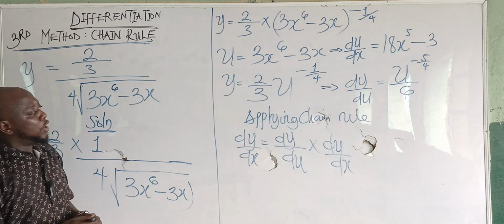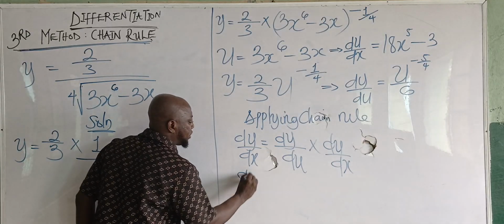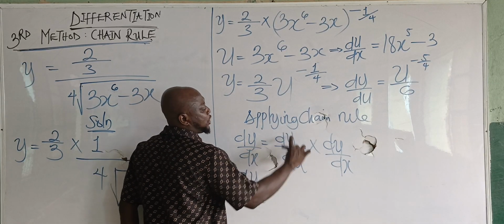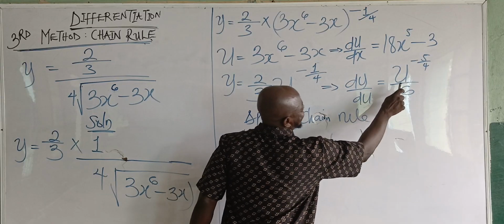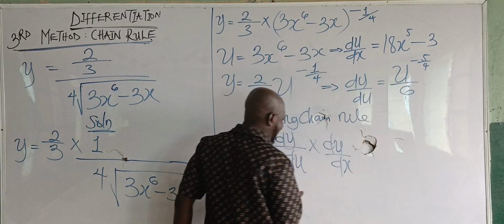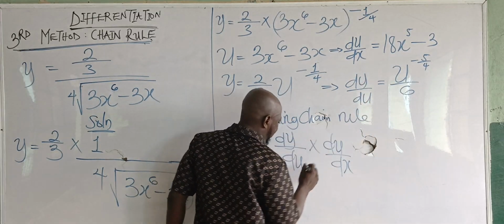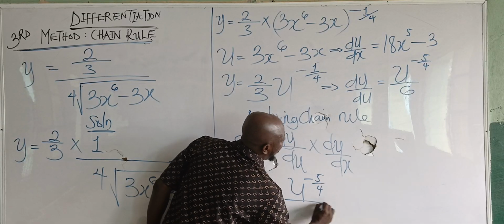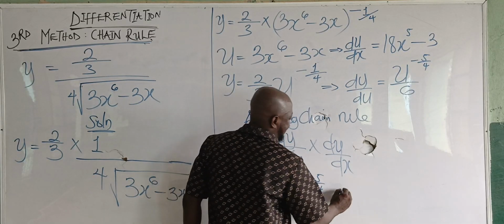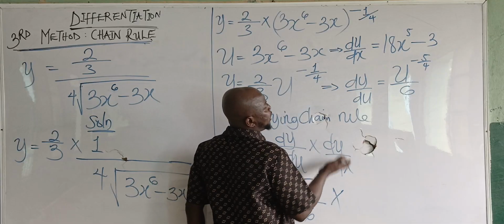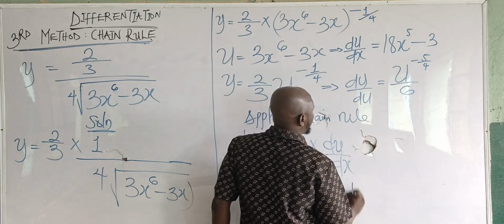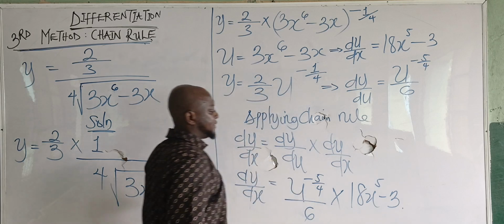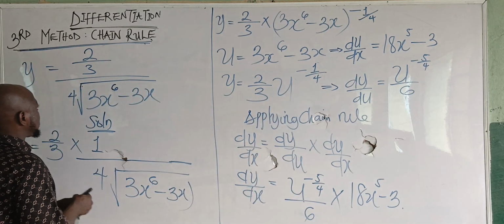Now, what do we know? We are looking for this. So bring this one down over this value. So what next? Anywhere I see dy du, I will remove it and put its value there. Its value there is u raised to the power of 5/4, all over 6, please. Then times, what do we know for du dx? Du dx there, we know that it's 18x raised to the power of 5 and 3. This is what we know.